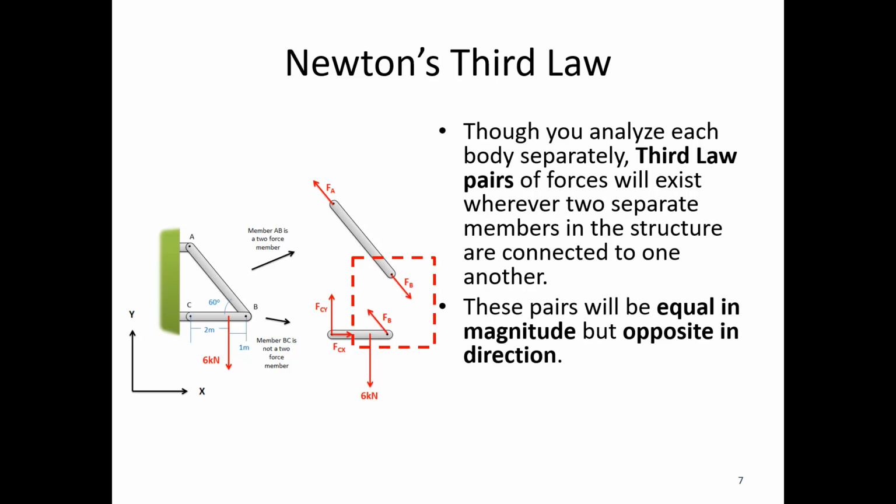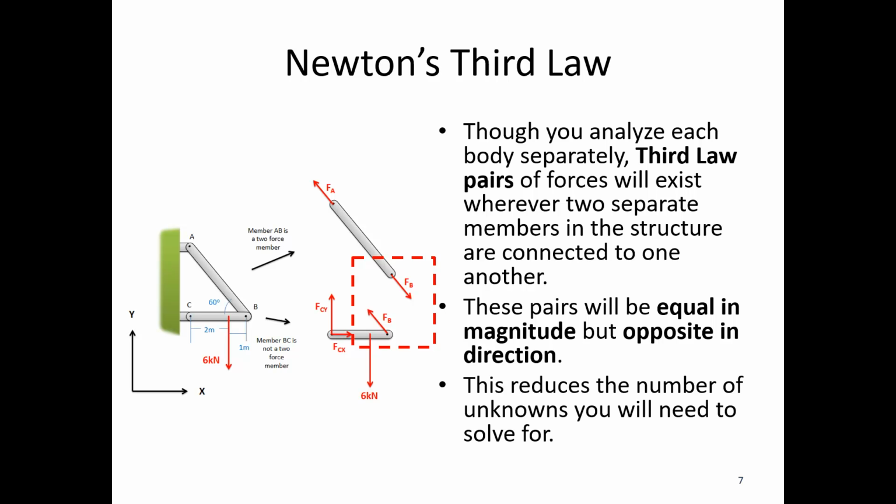And they're always going to be equal in magnitude and opposite in direction, so if we figure out one of them, we're going to know the other. And this has the effect of reducing the number of unknowns you need to solve for in the overall problem, because if you solve for FB once, then it's a known value going into the analysis of the second piece.